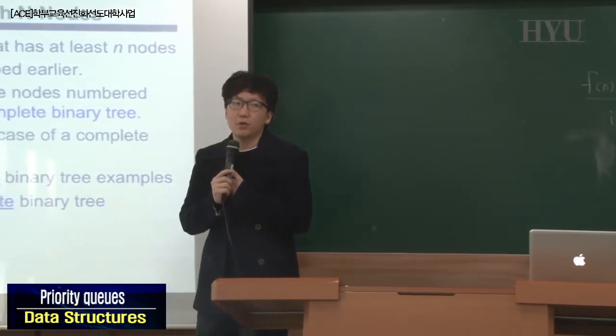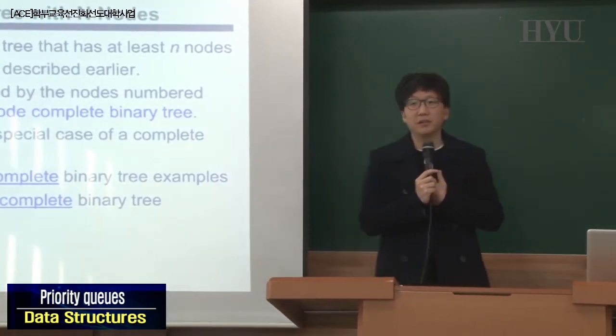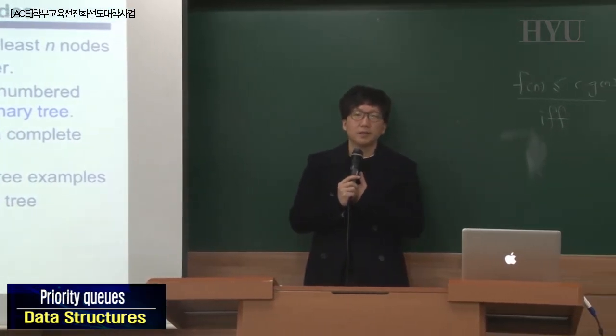What was the reason we do numbering on the full binary tree, numbering on binary trees?